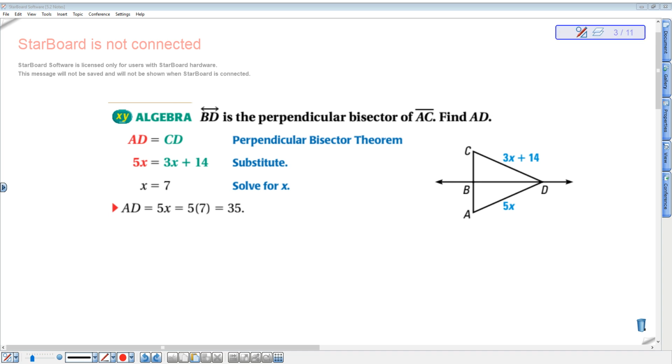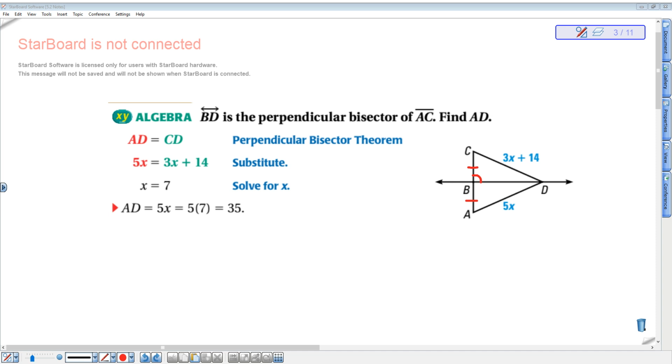So the information they gave us is that this line segment, BD, is a perpendicular bisector to line segment AC. So we've got to fill in what information that means. First, it means that these two are going to be equal. The second thing is it's perpendicular, so it's 90 degrees right there. Now the information is telling us to find AD. This information, we already know it's 5x, but we're going to put a number to it. Now, how are we going to find that out?